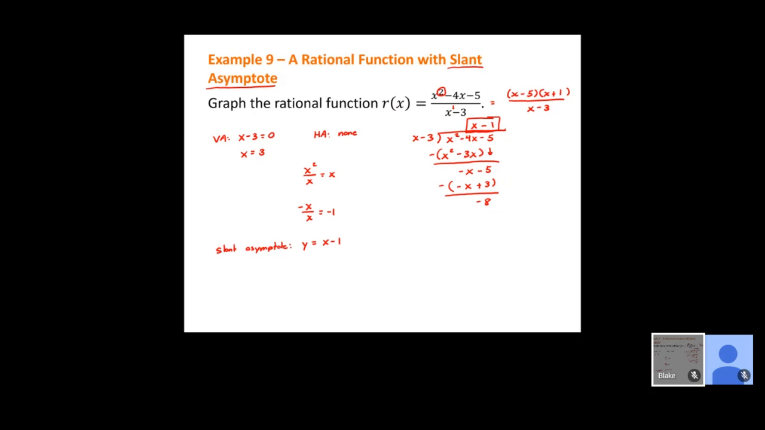So we have a vertical asymptote at x equals 3, no horizontal asymptote because our degree in the numerator was bigger than the degree of the denominator. And then we have a slant asymptote now at y equals x minus 1. Again, we found that by using that long division. Now, I do want to look at this one in Desmos so that we can see what that actually looks like.